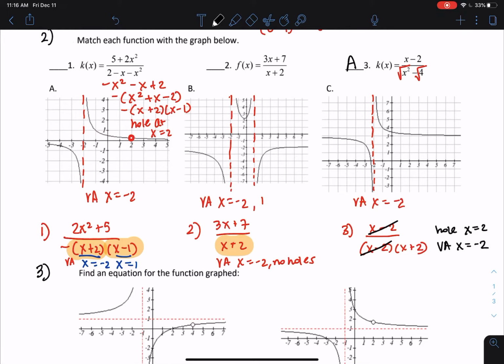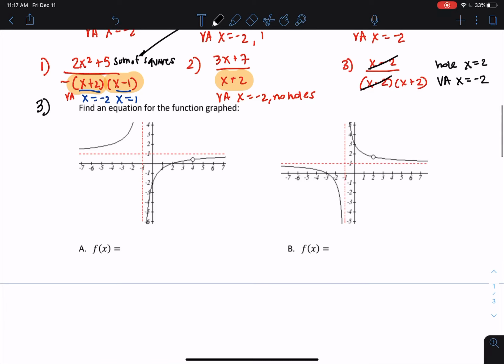Why? It has a vertical asymptote, and it has the hole, something canceled. Then 2 has got to be graph C, because it only has one vertical asymptote, and there's no holes. And then graph 1 has to be for B, since there were 2 vertical asymptotes and they matched up. By the way, you can't factor the top because it's a sum of squares, so we know for sure nothing will cancel. All right, let's do number 3 and we'll be done.